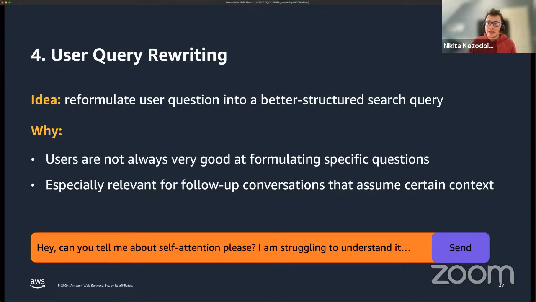Another use case is when we have a conversation chat, and I might be, as a user, asking a follow-up question. So maybe my first question was: can you explain to me how computer vision models work?